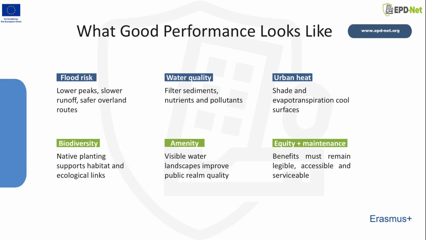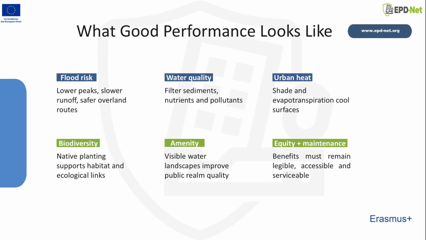Good performance in ecological stormwater planning cannot be judged by hydraulic capacity alone. This slide presents a broader understanding of performance. In terms of flood risk, successful systems lower peak flows, slow runoff, and create safer overland routes.